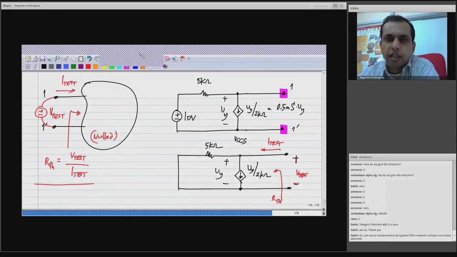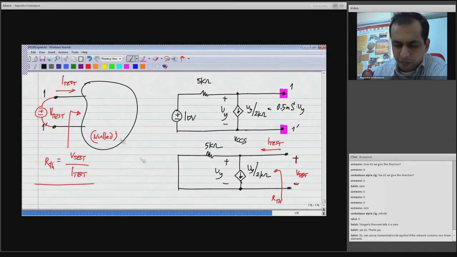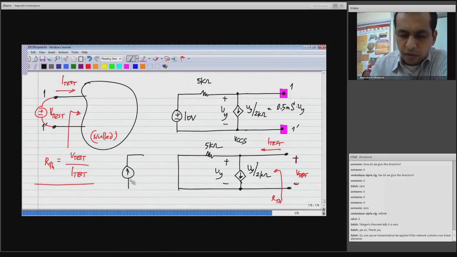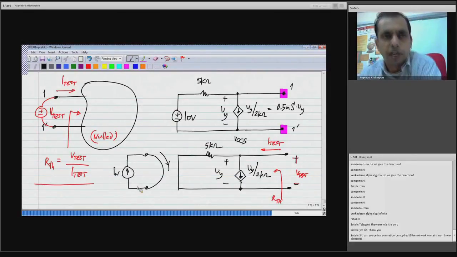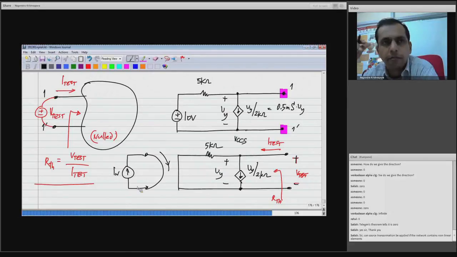So if the current is actually flowing from 1 to 1 prime, then inside you will have a current source like this. Okay, if in the short circuit current is flowing that way, then inside IN will be like that. If it's in the opposite direction, then IN will also be in the opposite direction. Okay, so there is no confusion here.